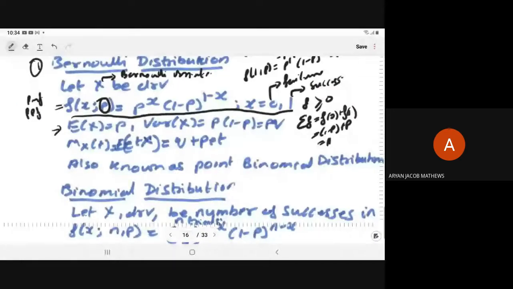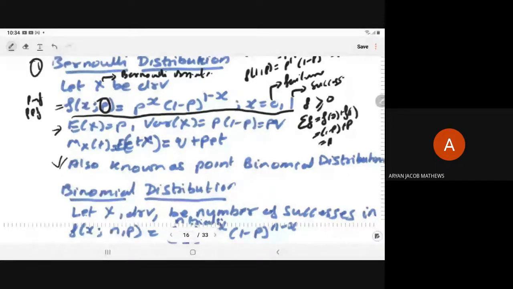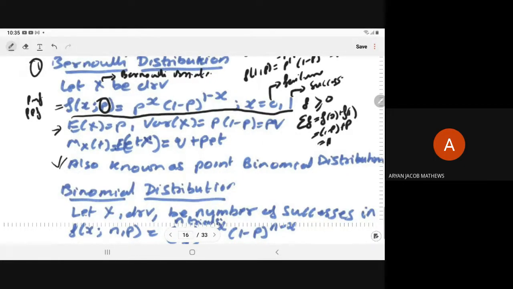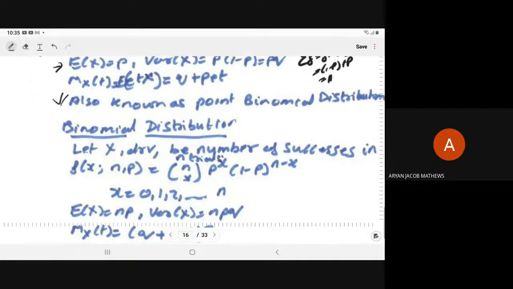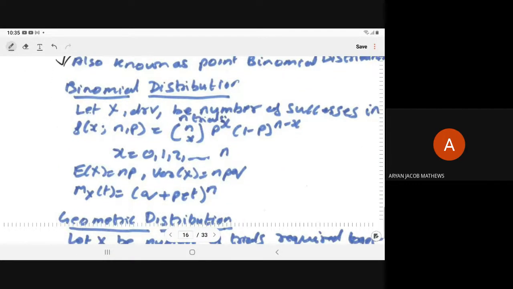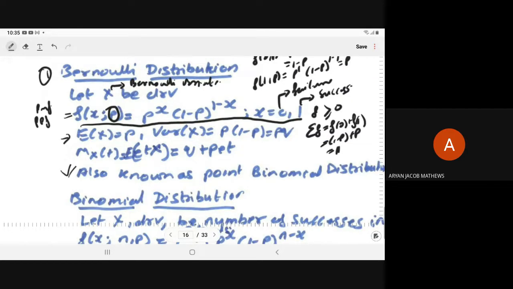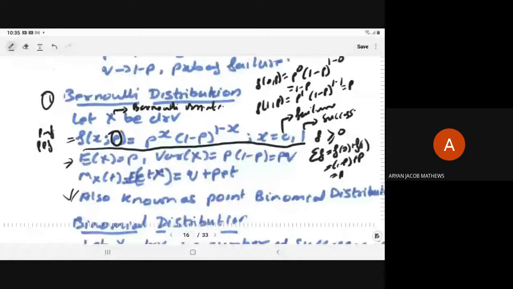It is also known as the point binomial distribution. After the binomial distribution, I will again tell you why it is called the point binomial distribution. Next is the binomial distribution. This Bernoulli distribution is useful when we have to model a situation in which we have only two results, whether the product is good or not, whether the service is good or not. When we have two possible outcomes only, then for modeling purposes we use the Bernoulli distribution.